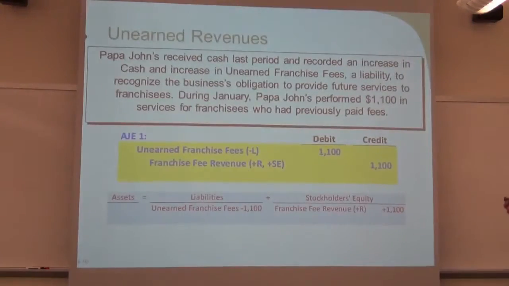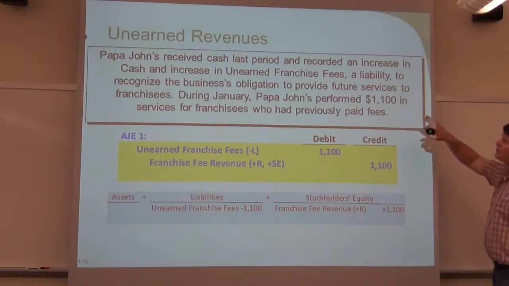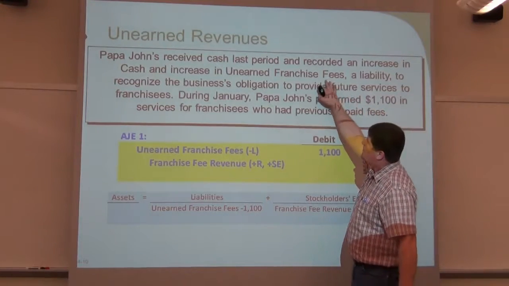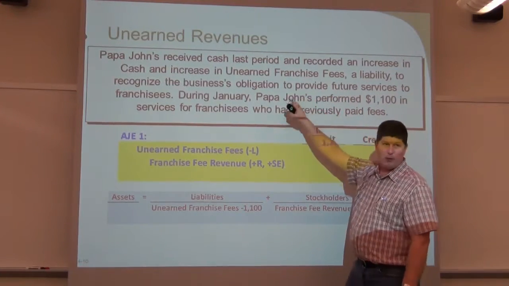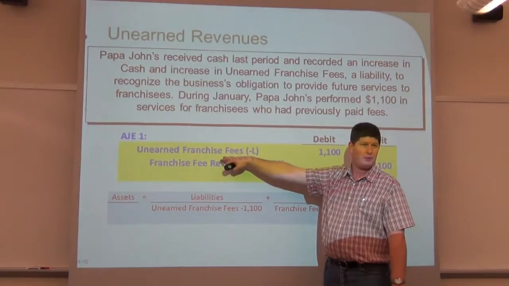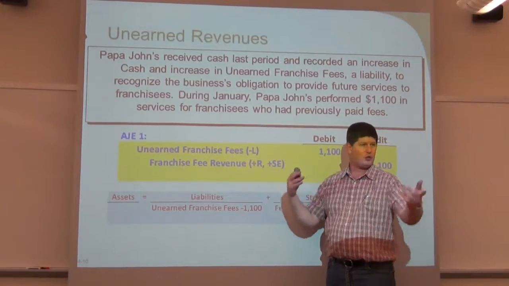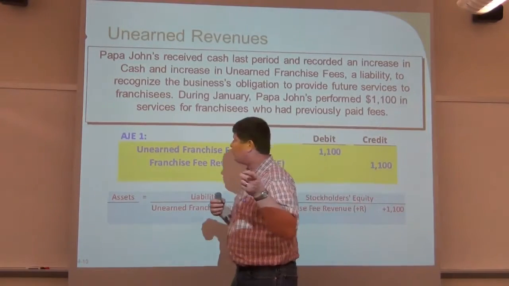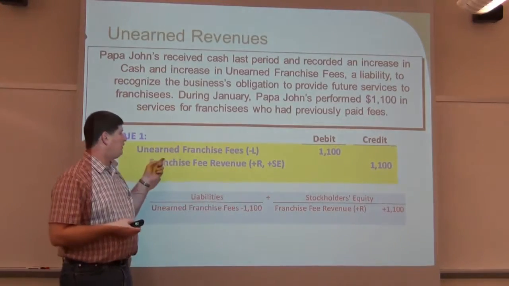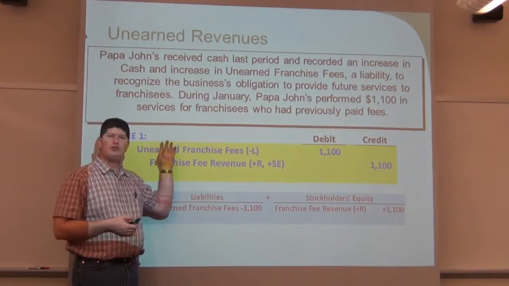I'm skipping this slide. Okay. Here we go. Papa John's unearned franchise fees. So they went out and they sold some franchises to some people. The people gave them money. But remember, Papa John's got to train them, but they haven't done the training yet. So you gave me money, but I haven't given you the training. What do I have? Unearned. Okay? Unearned is a liability.